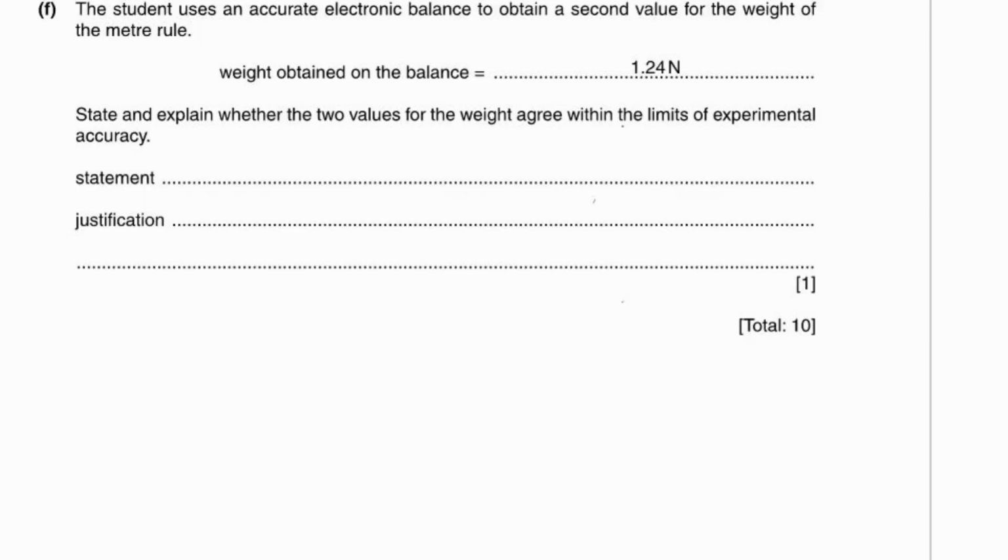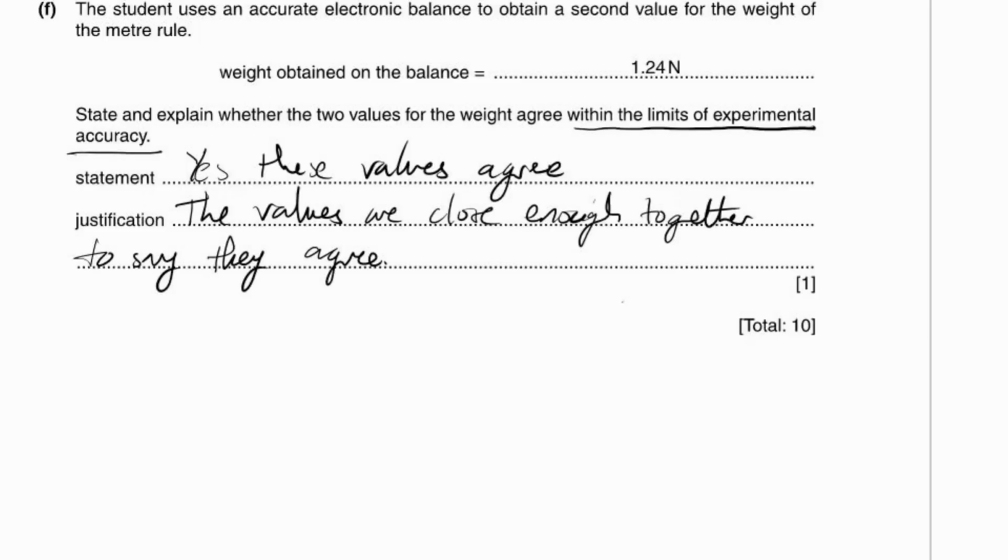Why is this an interesting question? Well, because a lot of times when they ask this question, you would just say it agrees within the limits of experimental accuracy. But here, because they've stated that in the question, they've taken that out of your answer. You can't just write that. You can write something similar, but you can't just use that kind of stock phrase. Okay, so statement, well, I'm going to say yes, these values agree. And the justification, well, the values are close enough together to say they agree. There we are. Next one.